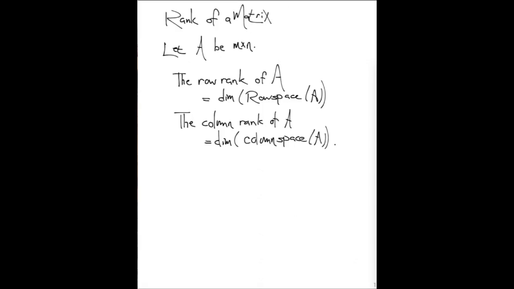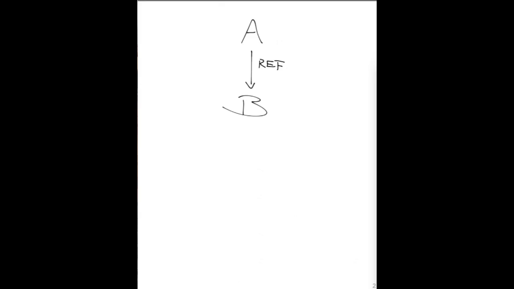The row rank of A is defined to be the dimension of the row space of A, while the column rank of A is defined to be the dimension of the column space of A. So we associate two integers with an m by n matrix, its row rank and its column rank. Those are the dimensions of its row space and column space, respectively. Let's start with an arbitrary m by n matrix A and discuss its row and column rank.